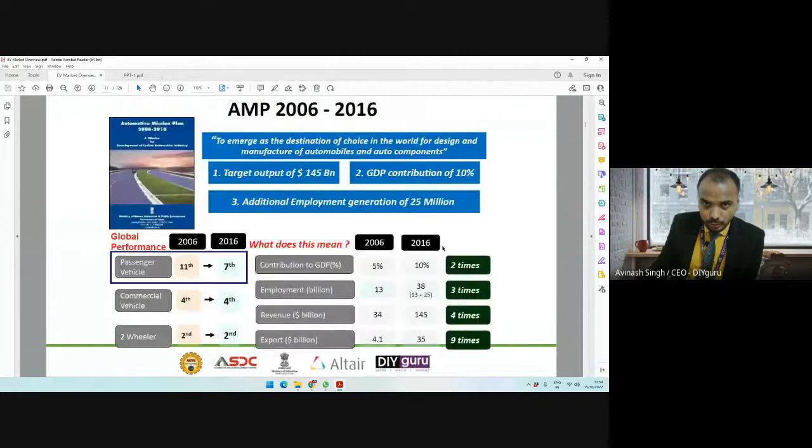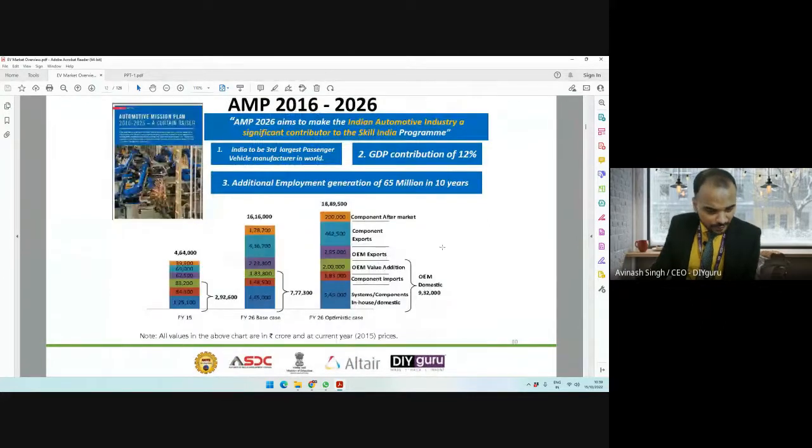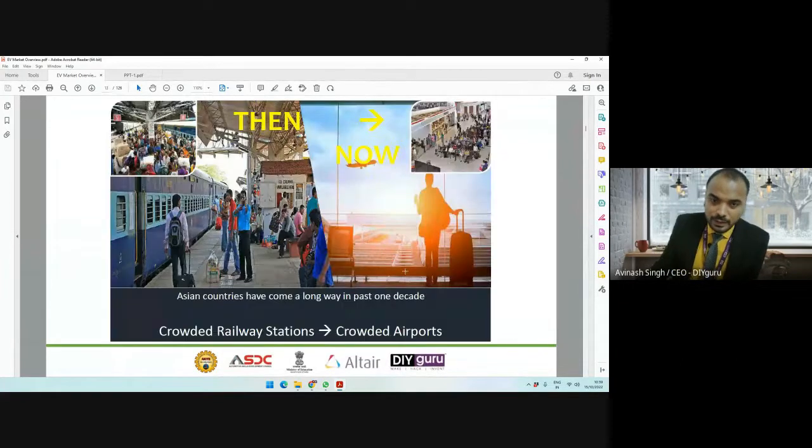So this was the automotive mission plan. Nothing big in that. It's not rocket science. It's just for you to understand that these are some policies which have been introduced by the government. This is just a prediction of the whole, what you call, mobility.